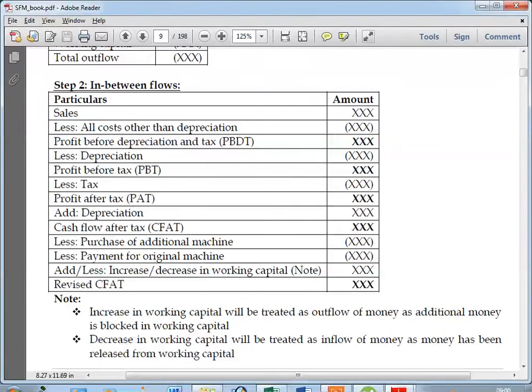So, if a problem does not have tax data, the PBDT which you see now will become CFAT. Why? Because I don't want to deduct depreciation. There is no tax obviously in the question, and I don't want to add back depreciation. So if taxes are not there, PBDT will play the role of CFAT. If taxes are there, you end up doing this.